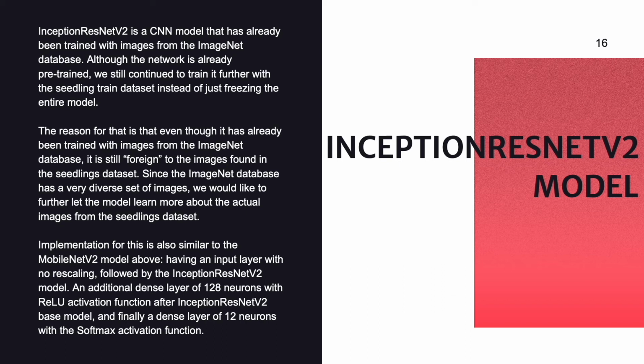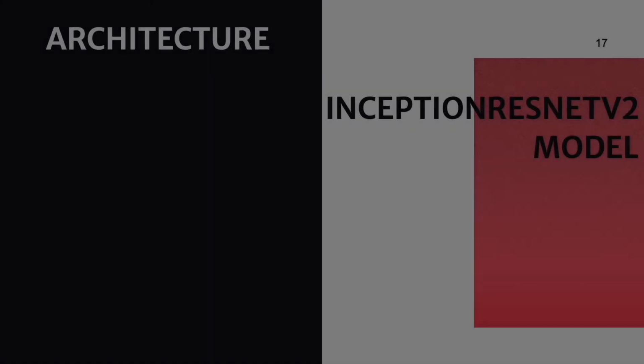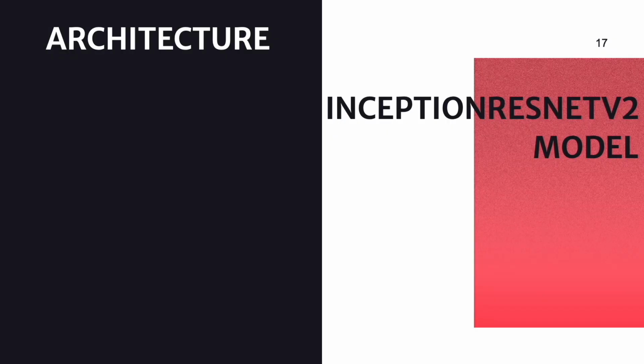Implementation for this is also similar to the MobileNet v2 model above, having an input layer with no rescaling, followed by the Inception ResNet v2 model. An additional dense layer of 128 neurons with a ReLU function activation after the Inception ResNet base model, and finally a dense layer of 12 neurons with the softmax activation function. Here is the architecture for our Inception ResNet v2 model.